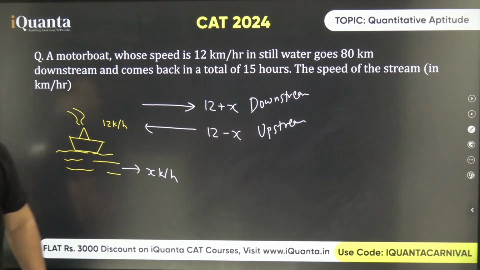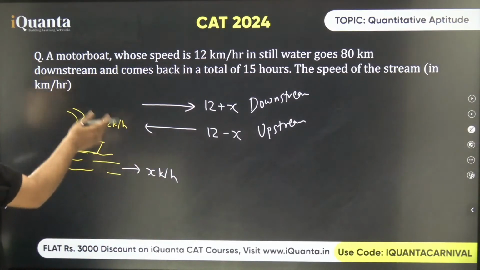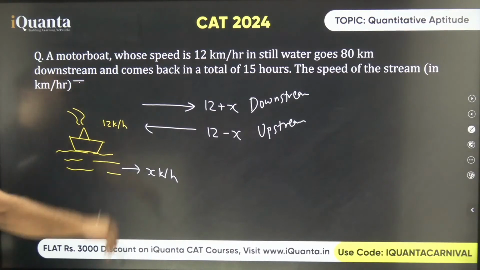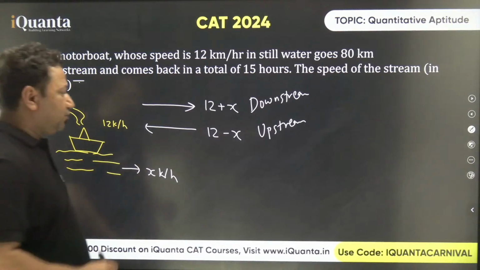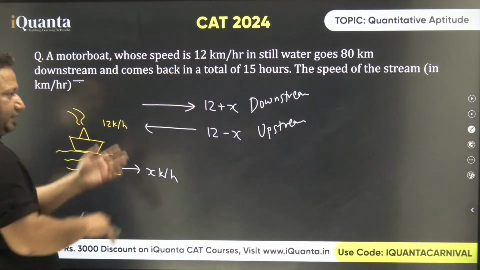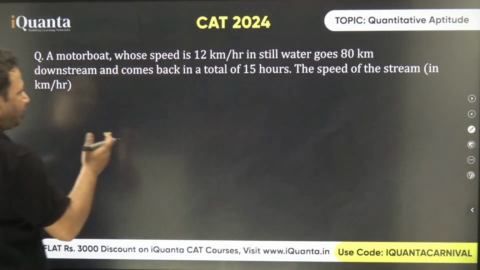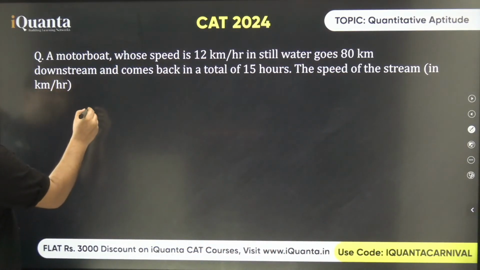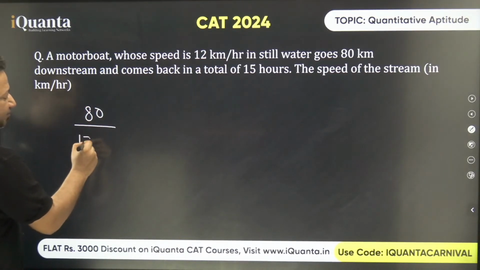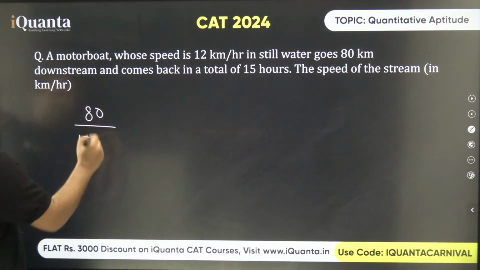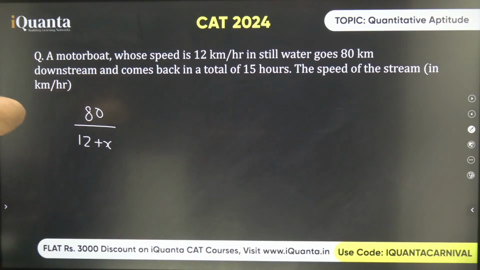So this motorboat traveled 80 kilometers downstream and came back. So while coming back, it must be upstream. So I'm just erasing all of this. While going downstream, it was traveling 80 kilometers distance, and the speed was 12 plus x. This must be time taken while traveling downstream, right?